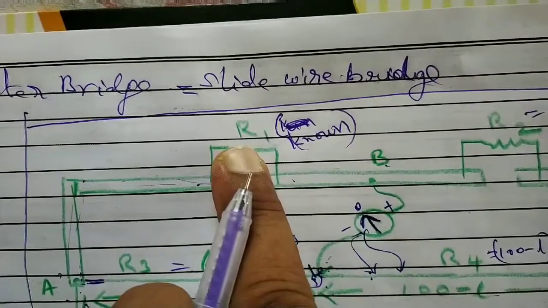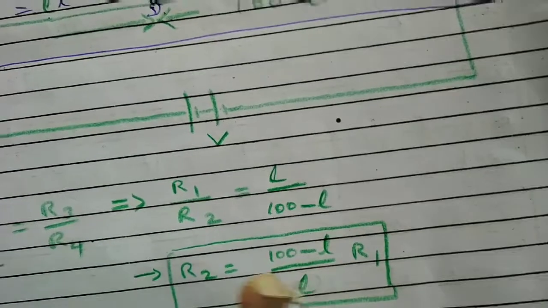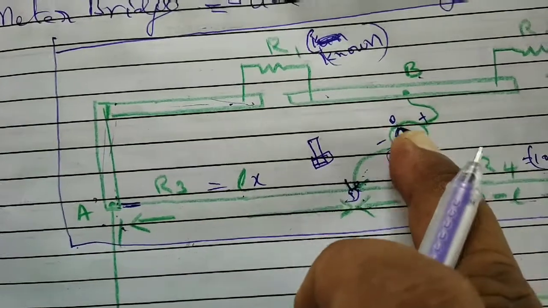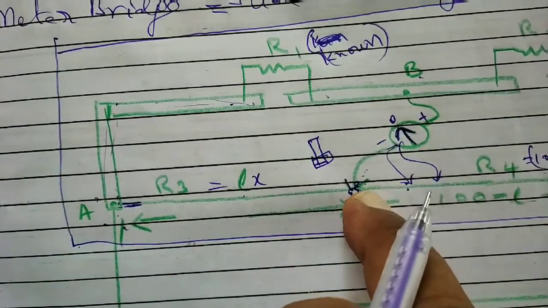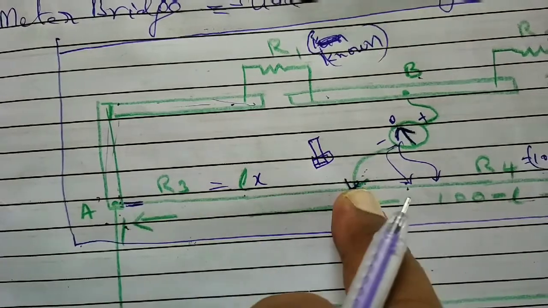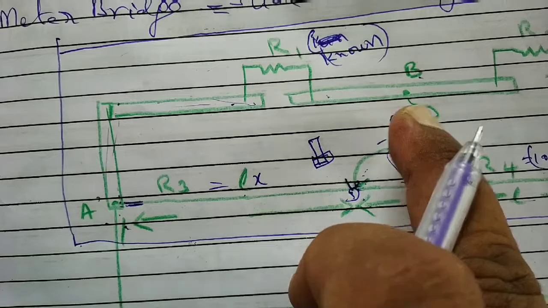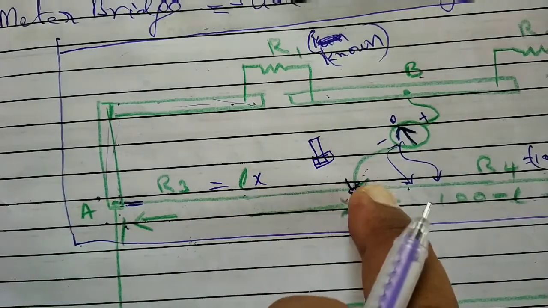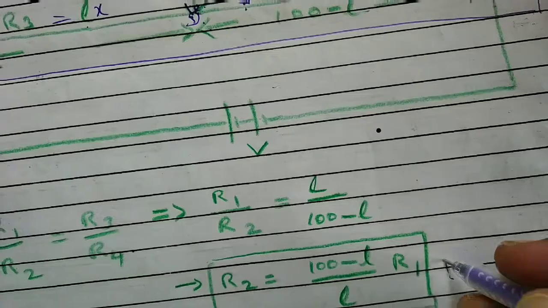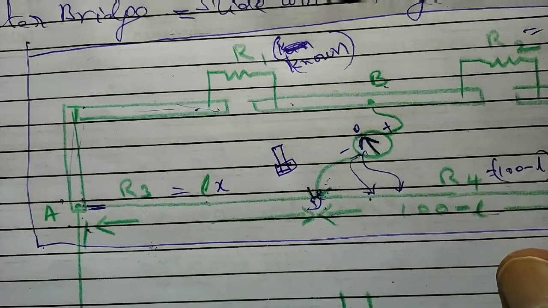Means if R1 is known to us, then R2 we can calculate, provided L is known. L means the length from A to D, where the galvanometer shows zero reading. So that point we have to determine, where we have to keep the jockey on the wire from A to C, at which point it will show zero reading. Then this length is L, and the other length will automatically be 100 minus L. In that way, the unknown resistance R2 we can calculate. So this is working on the principle of Wheatstone's bridge.